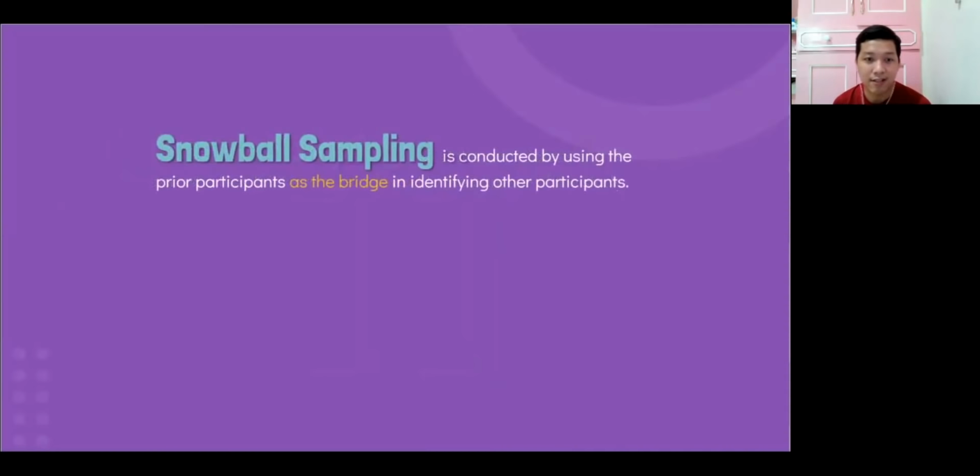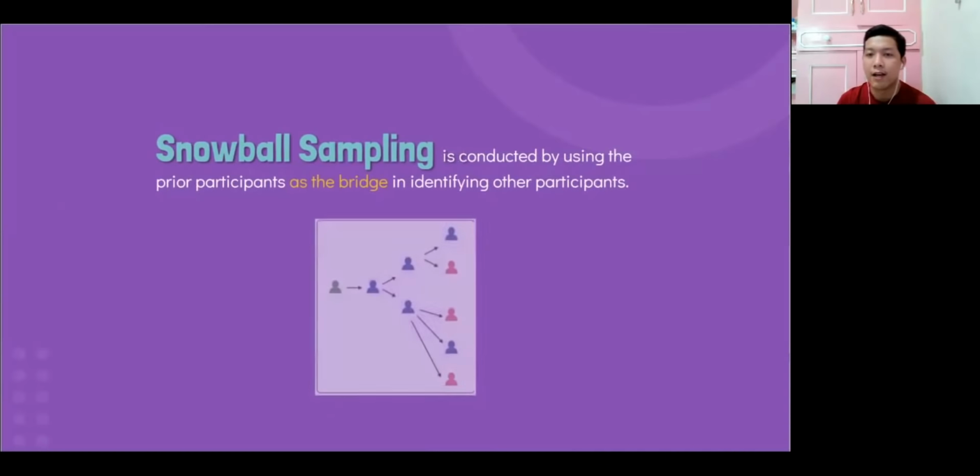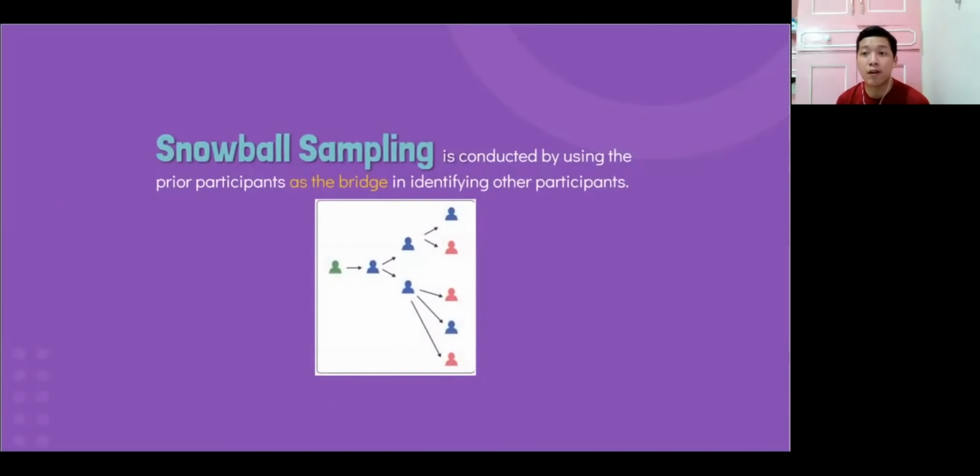So next is snowball sampling. When we say snowball sampling, it is conducted by using the prior participants as the bridge in identifying other participants. Now, this is usually done when the population is not easily accessible. For example, someone's research about flooding in a barangay requires them to interview residents who have experienced flooding.